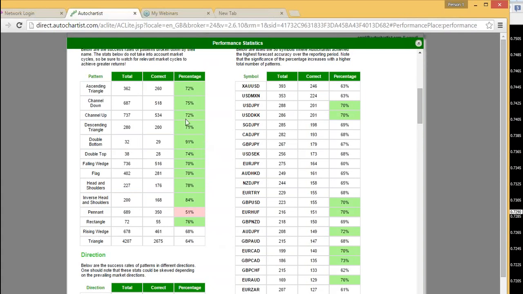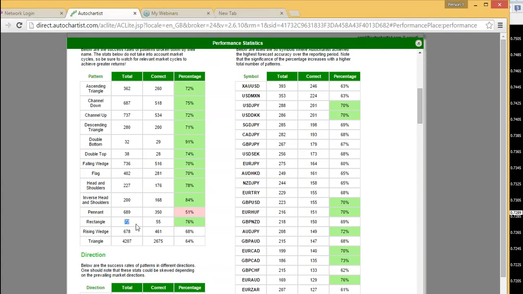And let's look for something else. Head and shoulders, 78%. So all these horizontal types of chart patterns do very well with Autochartist, except the numbers are a little bit low. But sometimes with trading, less is more, because if you don't trade, that means you have cash in the bank and you haven't lost your money. And if you just choose the best trading opportunities and you trade less, you'll probably find that you'll be more successful.